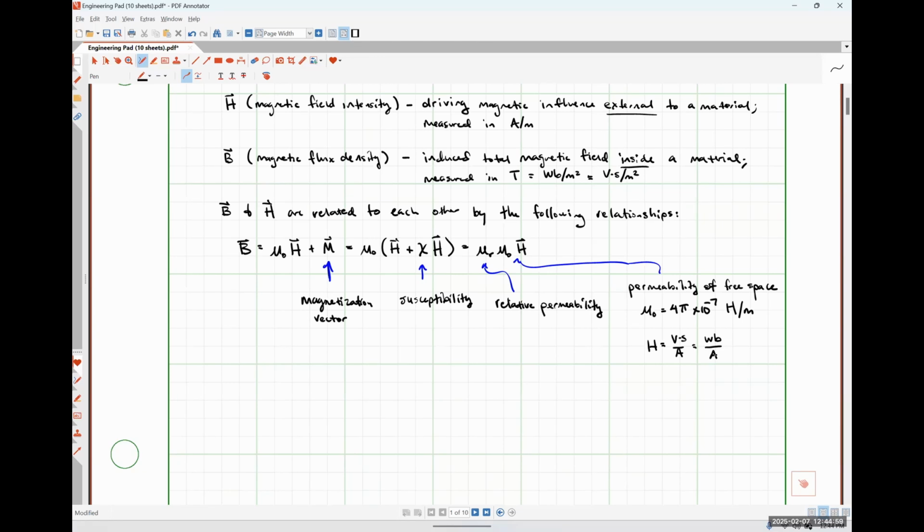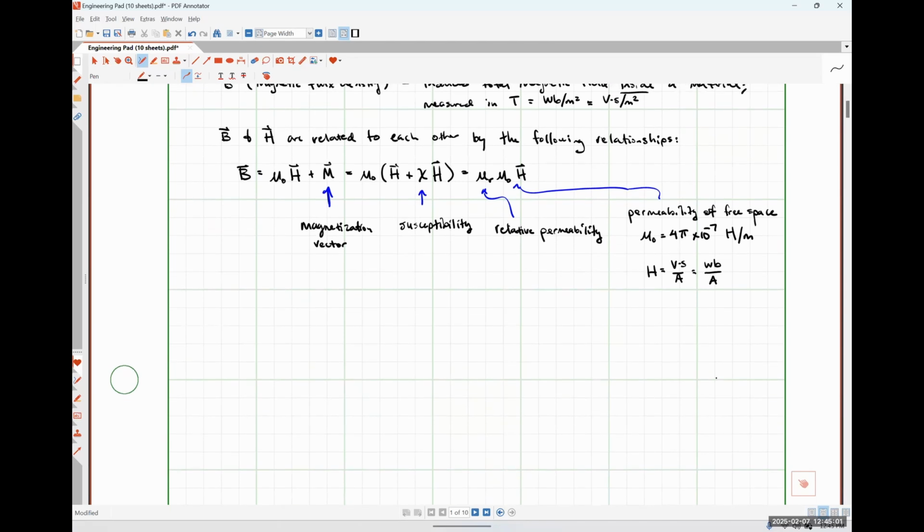Okay, so these relative permeability values are important. Okay, so the value of mu r leads to different classification of materials. And this is very, very general.